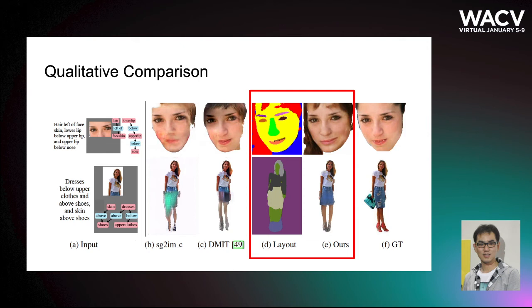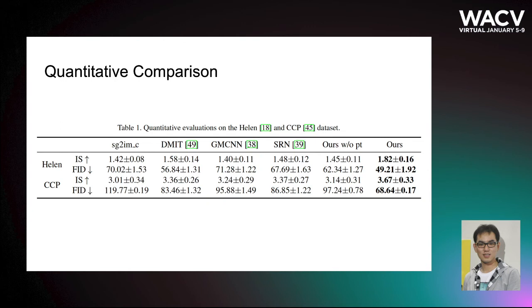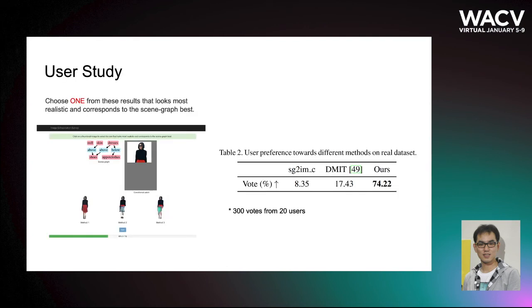We show the layout and the final result of our model here. This is the quantitative evaluation using the Inception score and FID score to check how close the results are to the real image distribution. Still, the proposed method achieves best results across both datasets. We also conduct user studies to analyze human perceptual preference towards different methods. We collect 300 votes from 20 participants. The proposed method received the most votes from users, which is significantly higher than others.